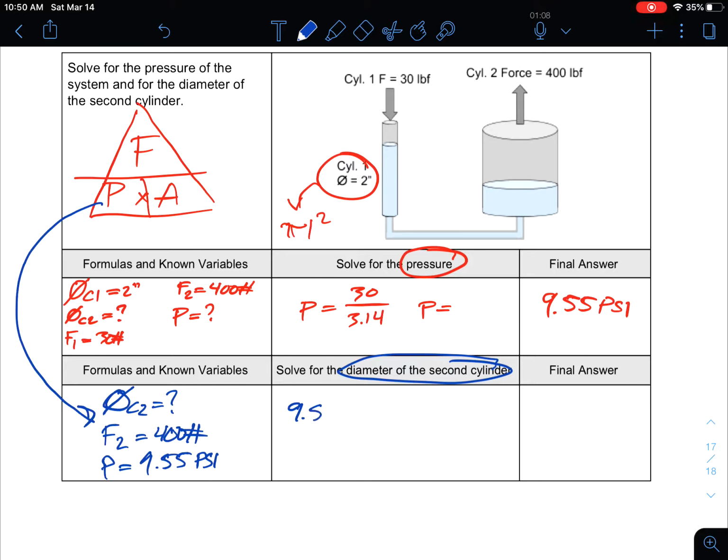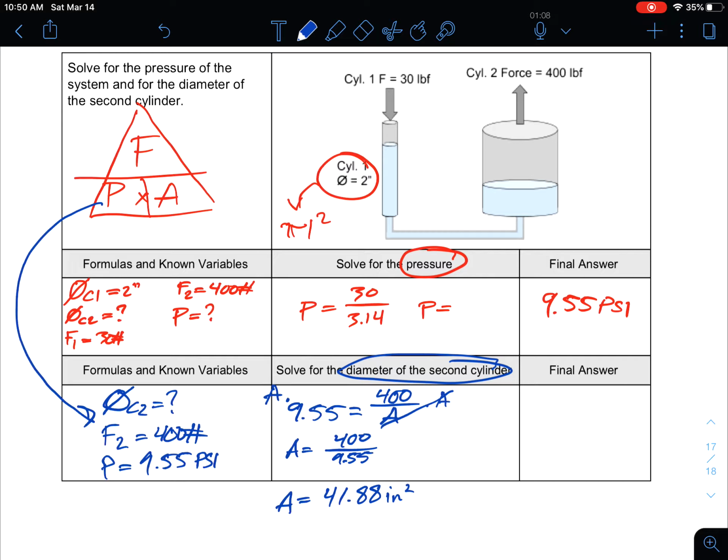Now we can set this up into our equation. We have 9.55 is equal to our force, 400, over our area. So we can multiply area to both sides. Just going to cancel over here, and we end up with area is equal to 400 divided by 9.55. So area is equal to 41.88 inches squared.